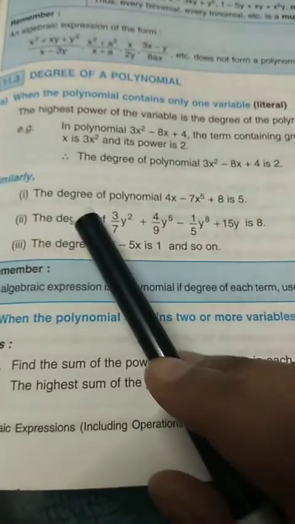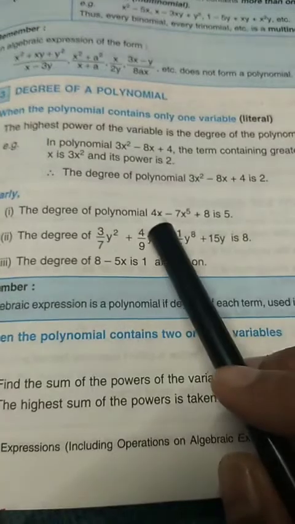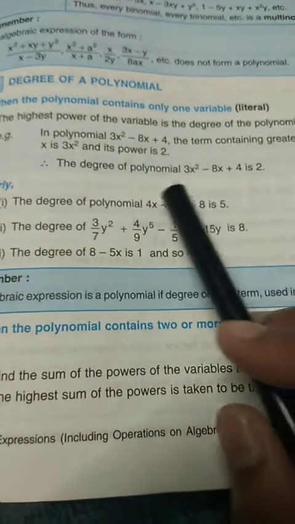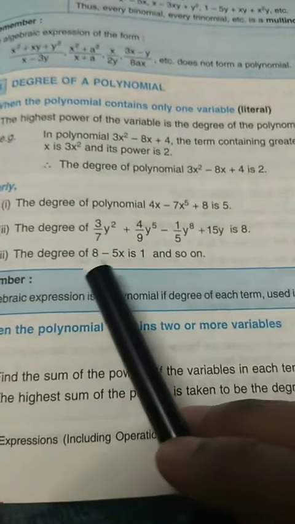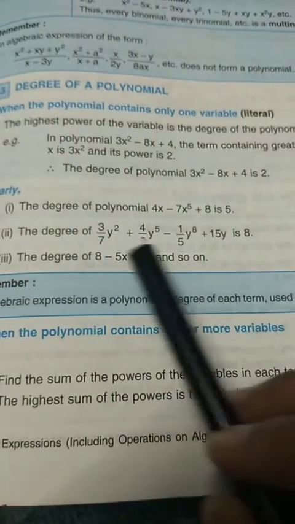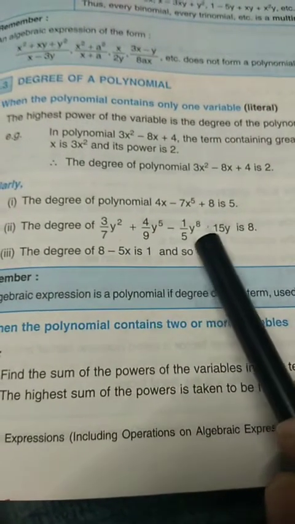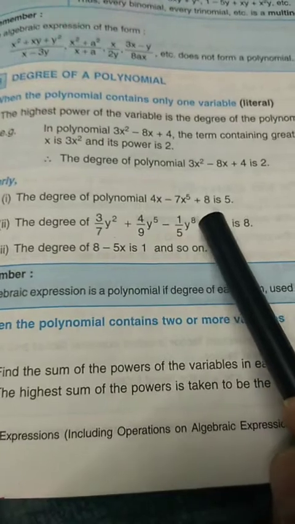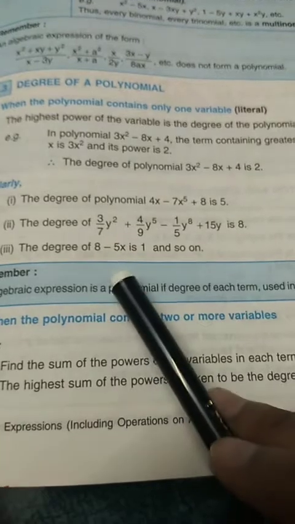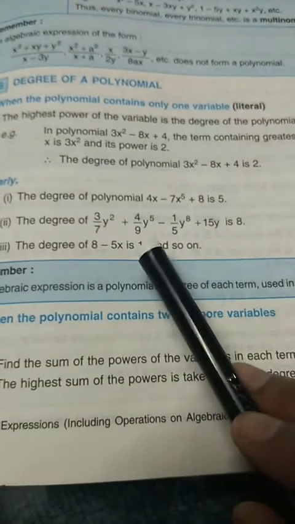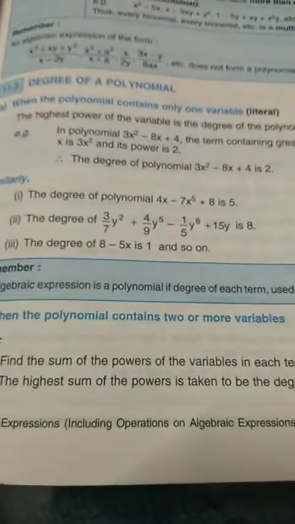Now here you can see the degree of the polynomial is 5, because the highest power in this whole expression is x power 5. So the degree is 5. Here the degree is 8, because you can see y with the highest degree is 8. So it is 8. The degree of 8 minus 5x is 1. So the highest power is 1, so the degree of the polynomial will be 1.